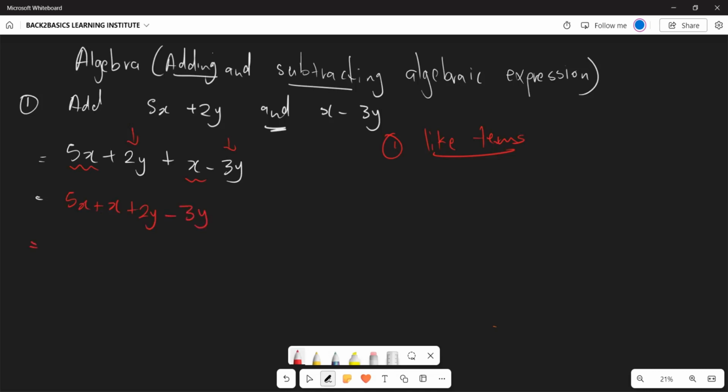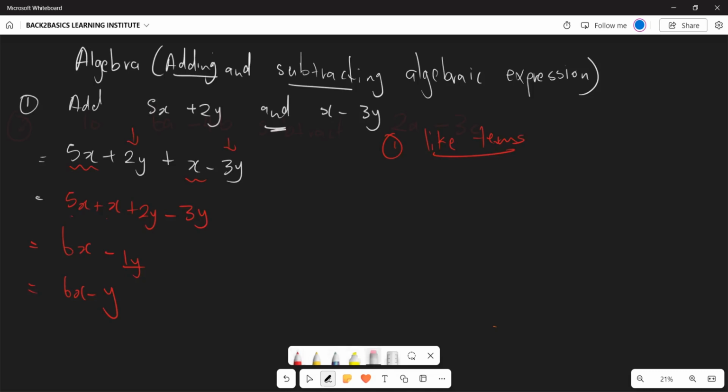Let's just start by grouping these like terms. Now that we have grouped them, let's start solving. This is 5 plus 1. What is 5 plus 1? This is going to give us 6x. And look, now you have 2 subtract 3. What is 2 subtract 3? It is negative 1y. And remember, we said whenever you have 1 and a variable, it is the same as just the variable. So 6x subtract y, because y still represents 1. Are we together? Then that is going to be your example number 1.